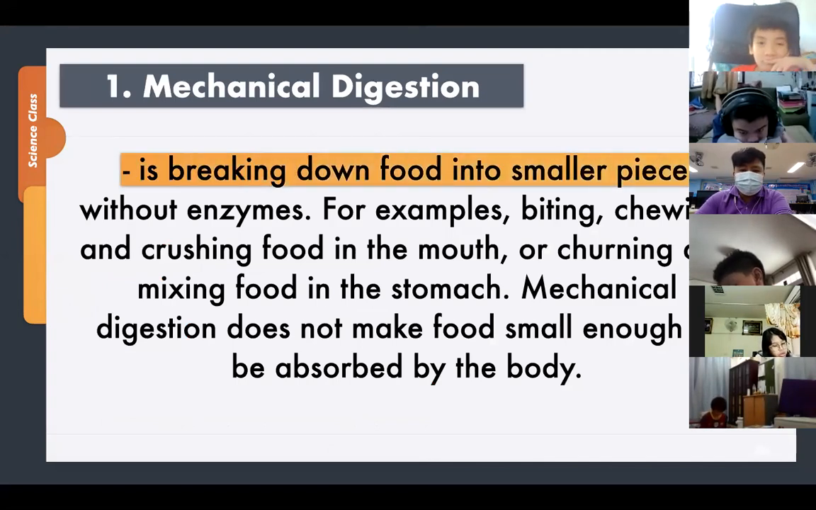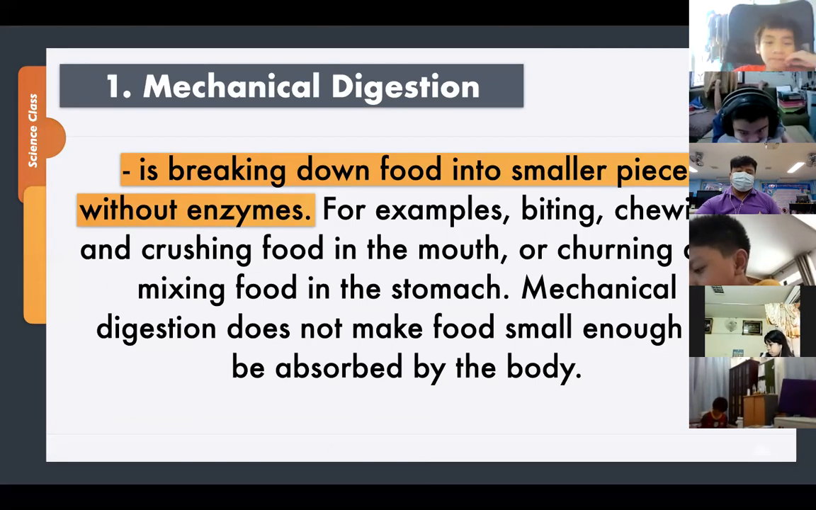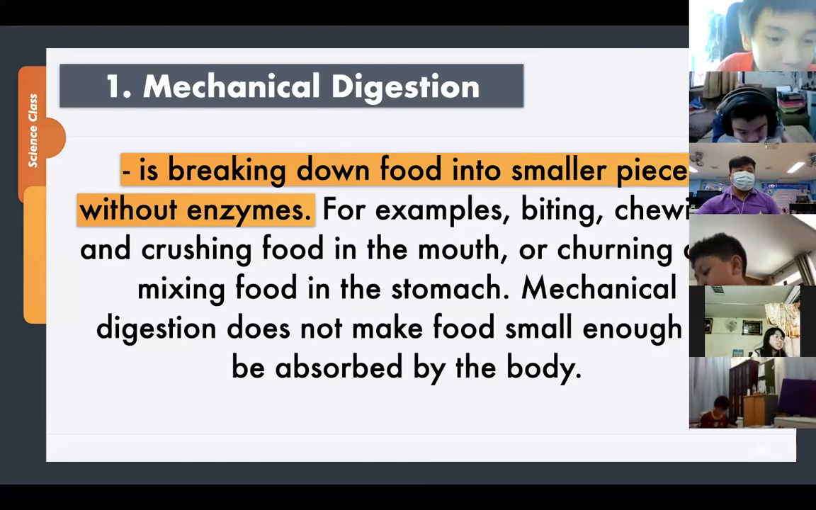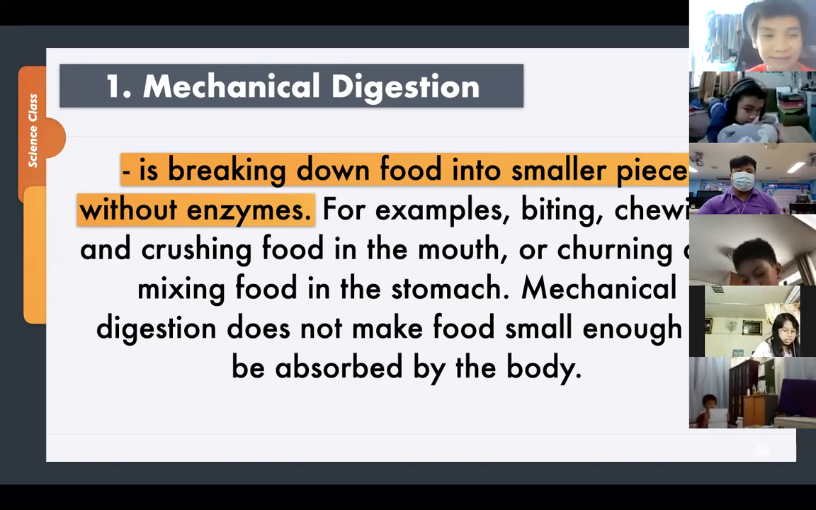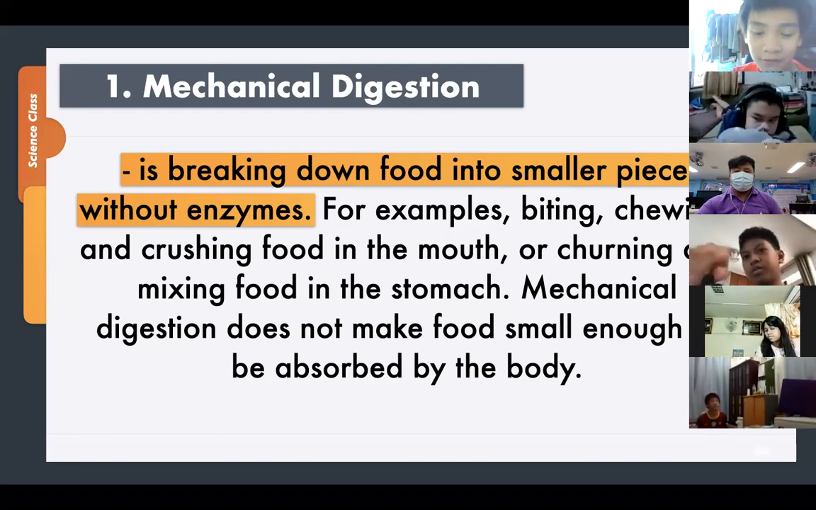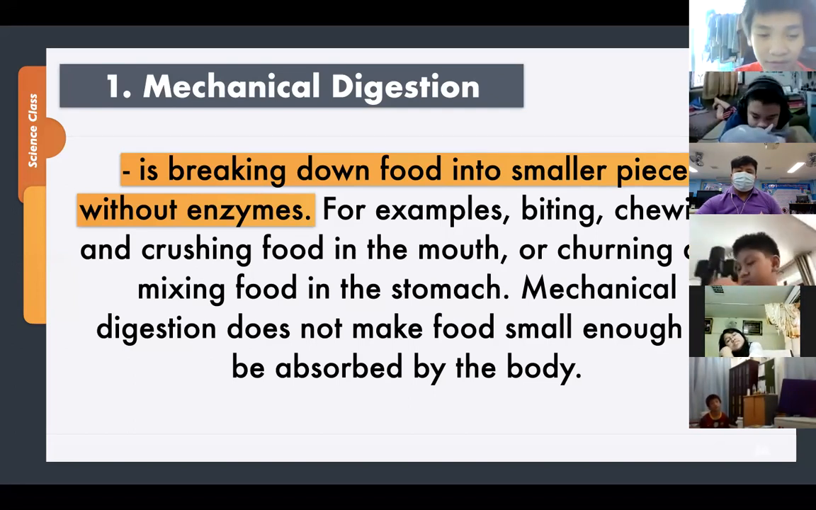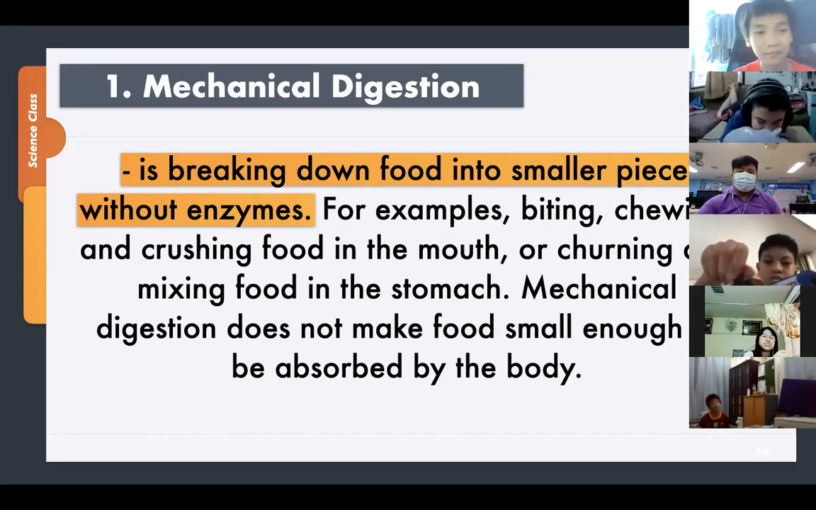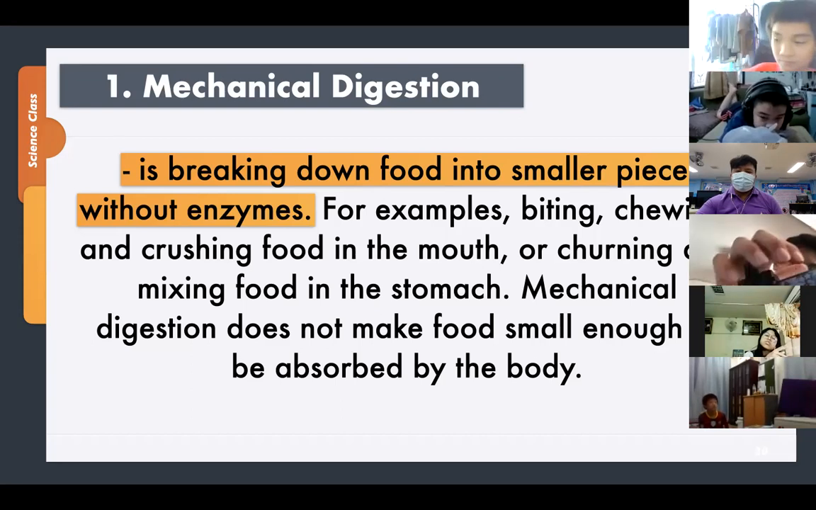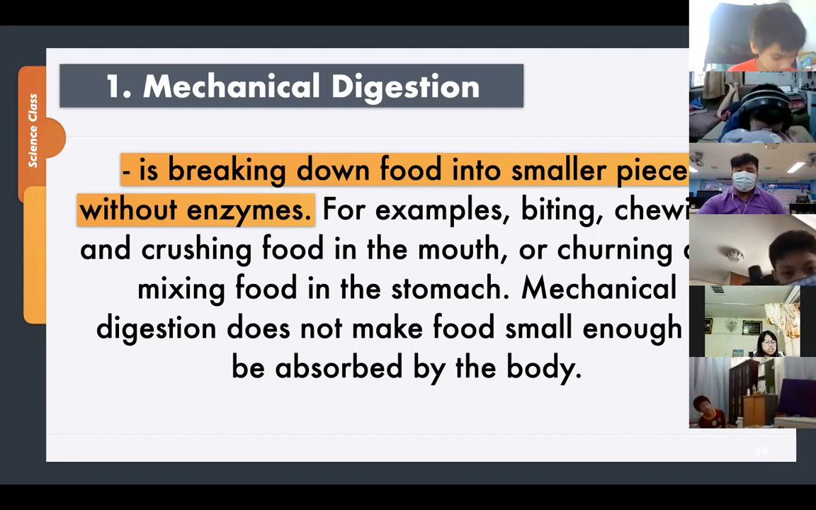Number 1, who can read, please? Up to the shaded only. Puri, read, please. Is breaking the food into smaller pieces without enzymes. Without enzyme. They break down the food. Continue. For example, biting, chewing, and crushing food in the mouth. Or churning and mixing food in the stomach. Mechanical digestion does not make food small enough to be absorbed by the body. Thank you. So mechanical digestion is breaking down into smaller pieces without enzyme. This one is the biting and churning in the mouth with the use of the tongue.